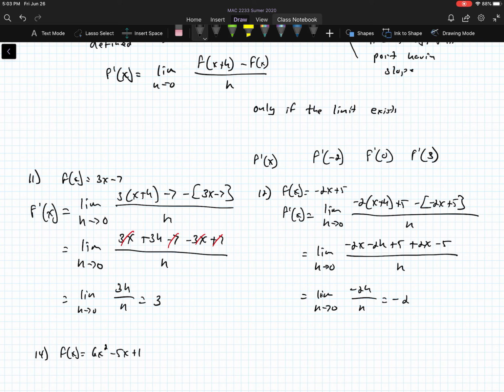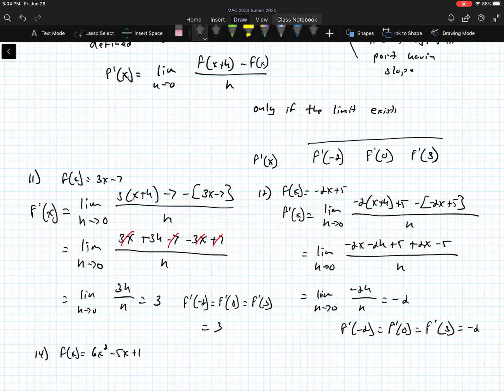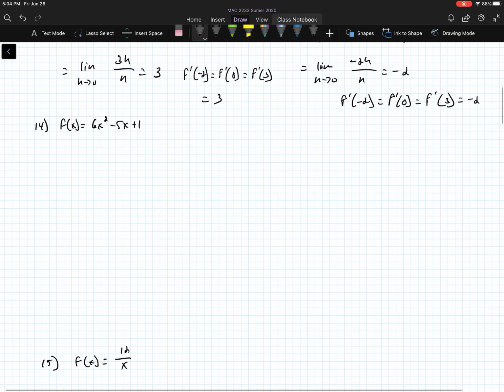Now, since both of these functions end up being constant, then the values for each one of these would just be what the function is, right? For this particular one, f prime of negative 2 is going to be equal to f prime of 0, which is going to be equal to f prime of 3, which is going to be equal to 3. The same thing here, since it's a constant function again, f prime of negative 2 is going to be equal to f prime of 0, equal to f prime of 3, which is going to be equal to negative 2 for these particular functions.